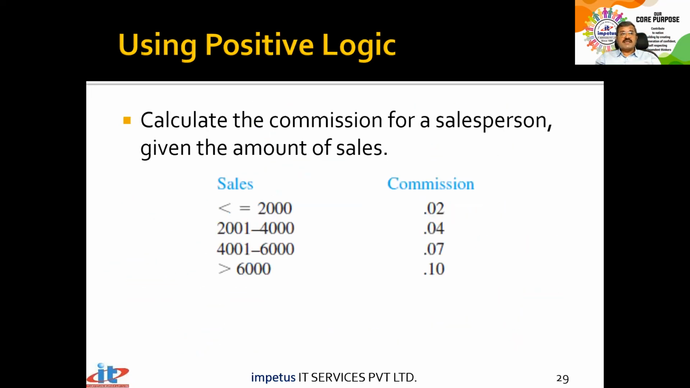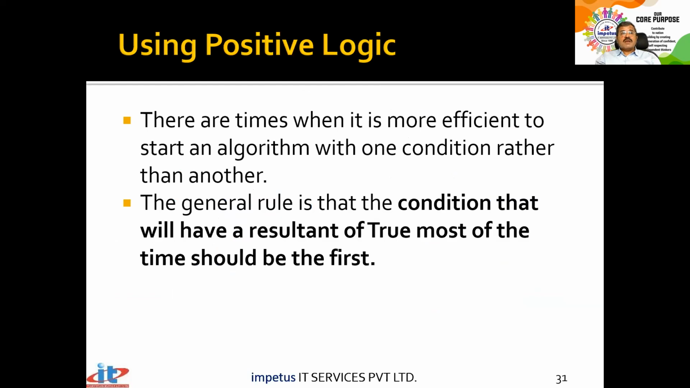So the rule over here says, the general rule is that, mark this rule, the condition that will have the resultant of true most of the time should be the first. Mark this statement, लिख के रखो. The golden rule is the condition that will have a resultant of true most of the times. That means the condition whose possibility of being true is higher, we should write first.